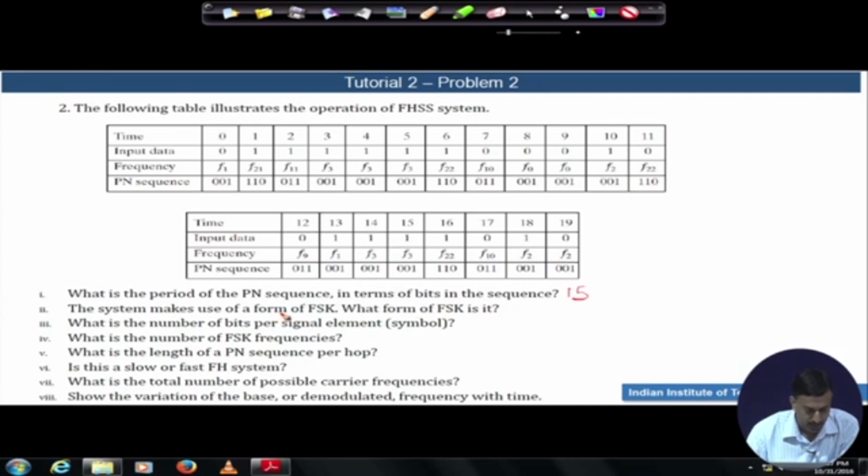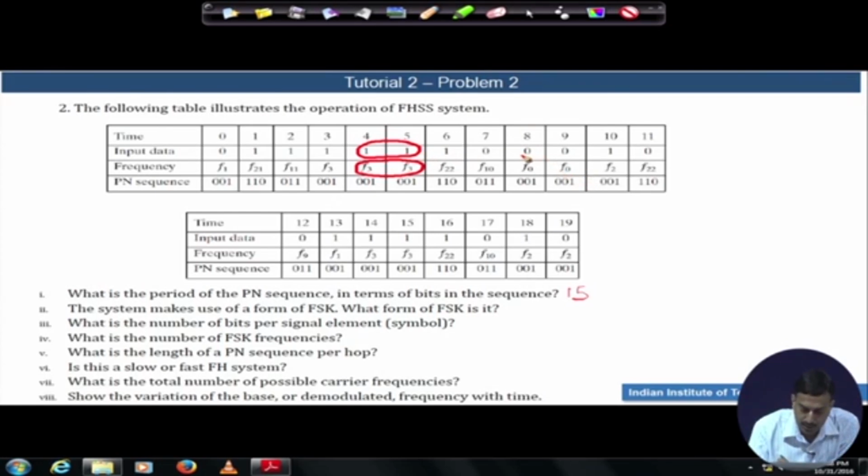The second part of the question is what form of FSK this system is. What we notice is that the pattern of frequencies is such that if we are able to map a single dibit or tribit to a corresponding frequency, then we should be able to get this answer. For example, we have frequency F3, which is assigned to 1 1 over here, rather the other way around. One combination of 1 1 is assigned to F3.